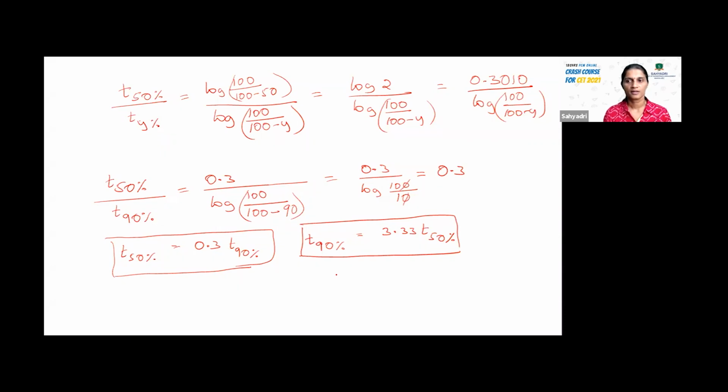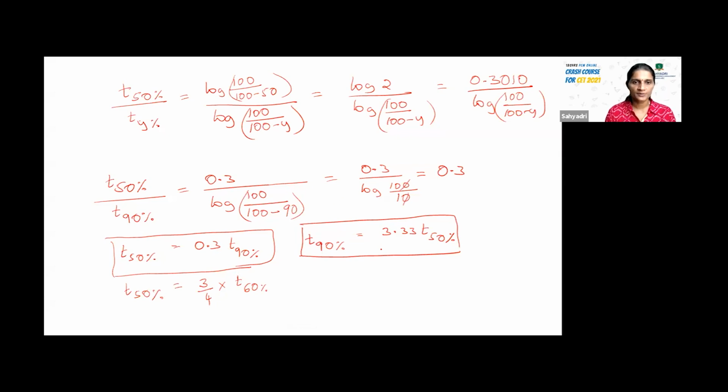T half is 75% of T 60%, right? 3 by 4, right. So T 50% is equal to 3 by 4 times T 60%, you are getting. Correct? Yeah, so 60%, right. So it should be 60%.